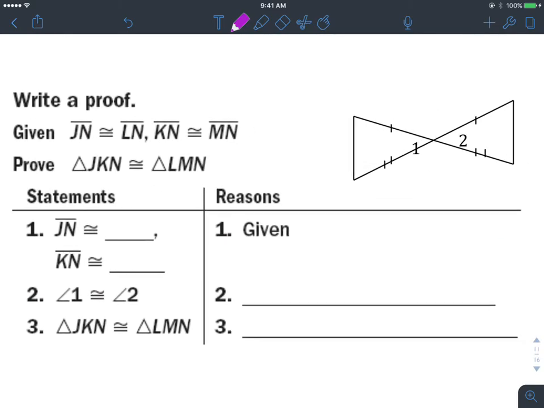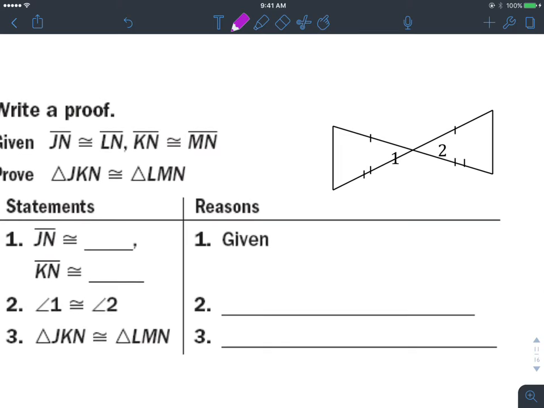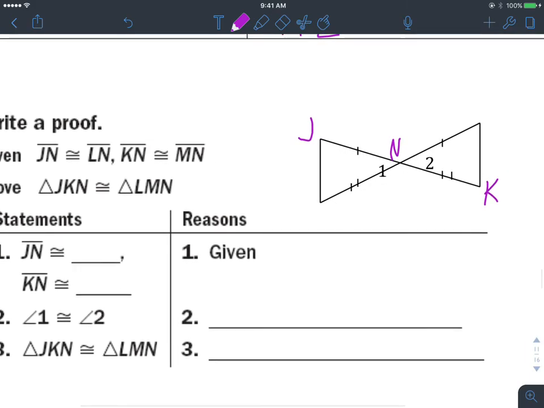Given, and it looks like all this stuff's already marked for us. JN. Oh well, I guess none of the things are marked here. So I'm assuming this is JN, and then KN. Yep, so N's got to be there in the middle. Those are congruent. And then I think you also have, oh, I'm sorry, I'm reading this wrong here. First, you have JN and then LN.